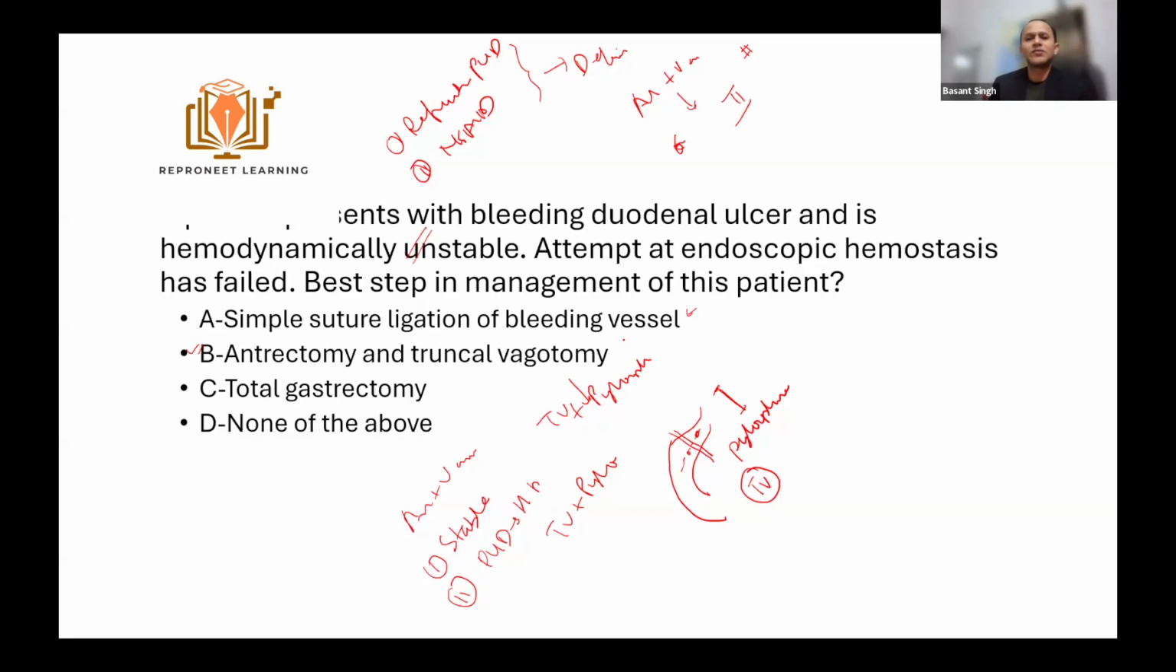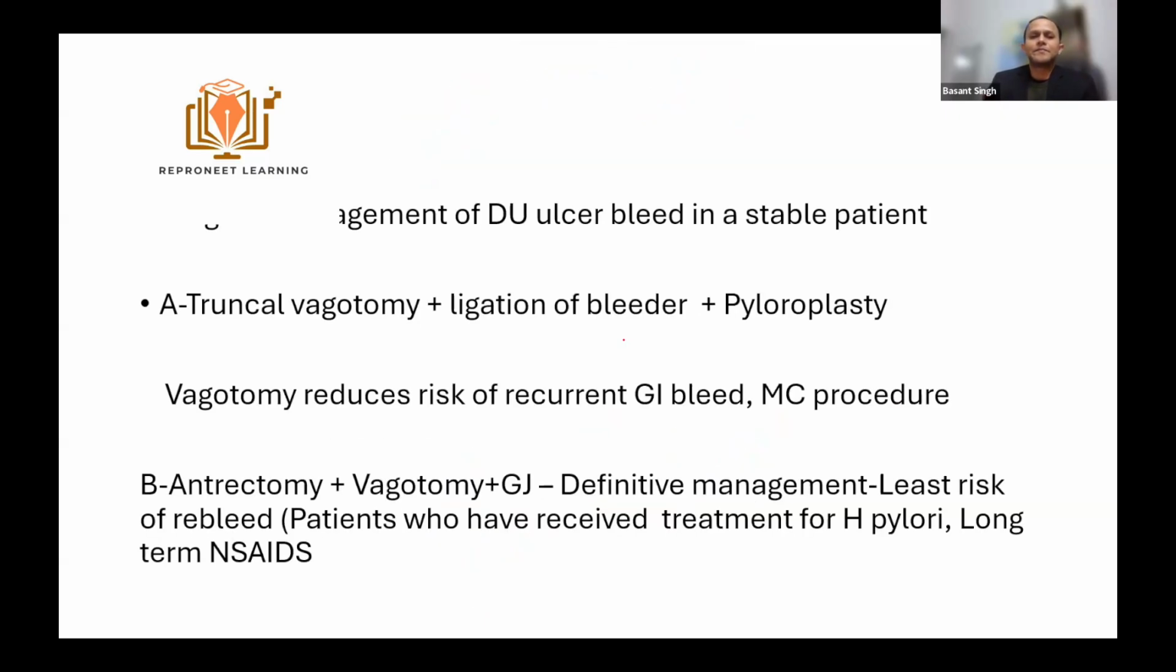Unstable patient, simple suture ligation. Definitive surgery has to be antrectomy and truncal vagotomy. Okay, so this is how we have to put these things. So this is what I have summarized: the management of duodenal ulcer bleed in a stable patient, unstable patient, and definitive surgery.